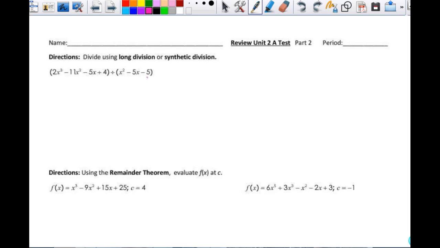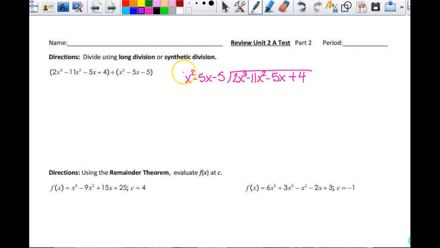So that means I'm going to have x squared minus 5x minus 5 divided into 2x cubed minus 11x squared minus 5x plus 4. Okay, I don't have anything I had to have a 0 placeholder for. Make sure you catch that if you do. Now, I do not handle this any differently than if this was a binomial that I was dividing in here. I still just look at this first term here and this first term here.